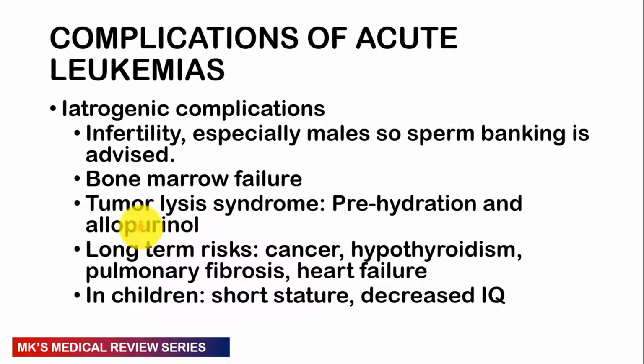What are some of the complications of acute leukemias? They may be iatrogenic complications such as infertility, which is especially common in males, so we advise them to sperm bank in advance. Then, of course, there is some bone marrow failure, tumor lysis syndrome, which is often a result of the treatment. So we prehydrate the patients and we may give them allopurinol to prevent this. Then, of course, you have some long-term risks of cancers, hypothyroidism, pulmonary fibrosis, heart failure, and in children, short stature and decreased IQ.